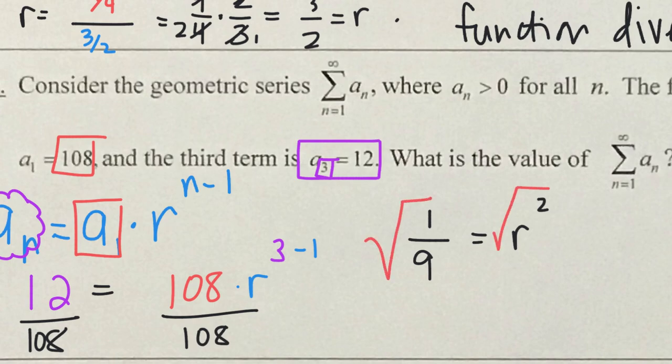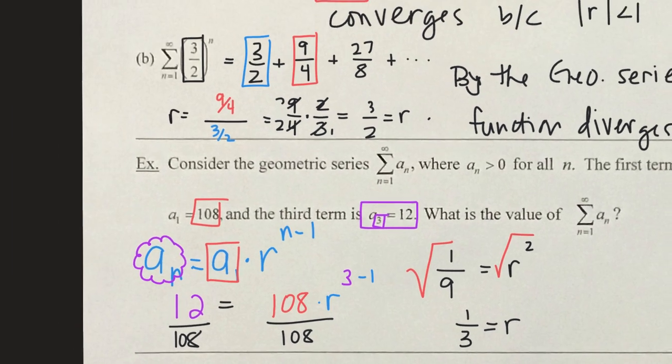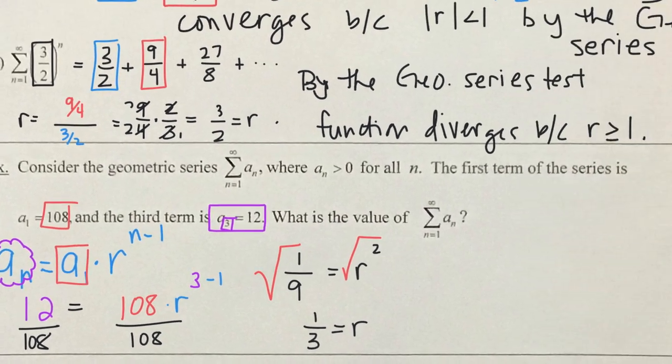What's the square root of 1 over 9? That would be 1 over 3, right? The square root of 1 is 1, and the square root of 9 is 3. So this has a ratio of 1/3.